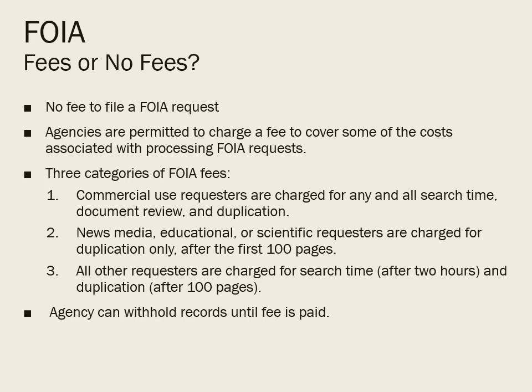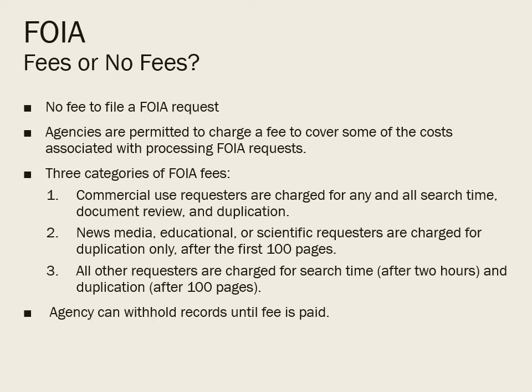And at the federal level, there are 3 categories of FOIA fees. If it is a commercial use requester, then they are basically charged for any and all search time, document review time, and duplication. If it's news media, educational, or scientific requesters, they only have to pay the cost of duplication after the first 100 pages. And then all other requesters are charged for the search time with the first 2 hours free, as well as the duplication after the first 100 pages.